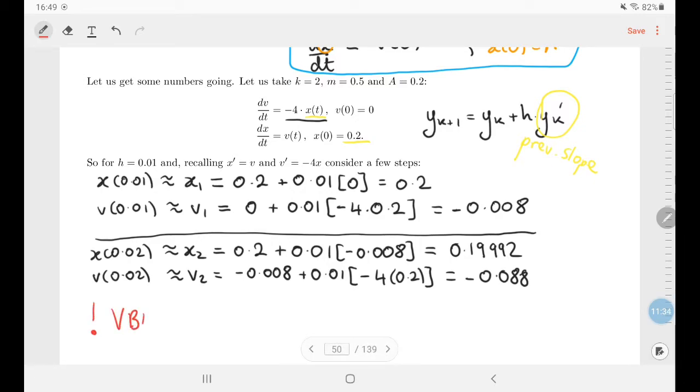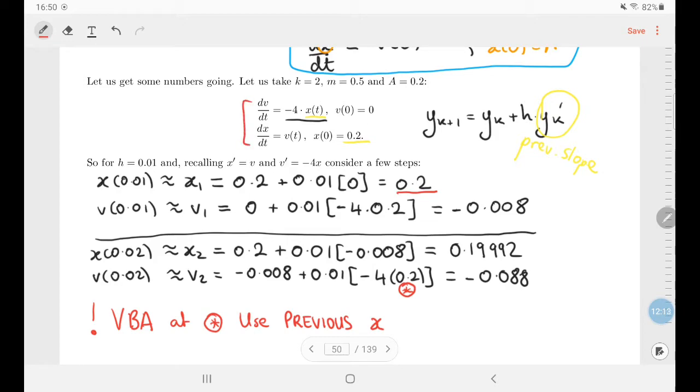In VBA, when you get to this star, use the previous x. In this case, x1.